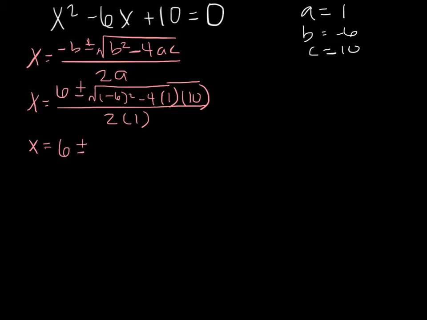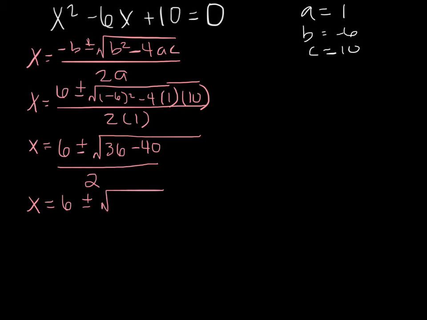6 plus or minus square root. Negative 6 squared is a positive 36. Then we have negative 4 times 1 is negative 4 times 10 is negative 40, so we do minus 40. All over 2 times 1 is 2. Keep simplifying. We get 6 plus or minus 36 minus 40 is a negative 4, all over 2.